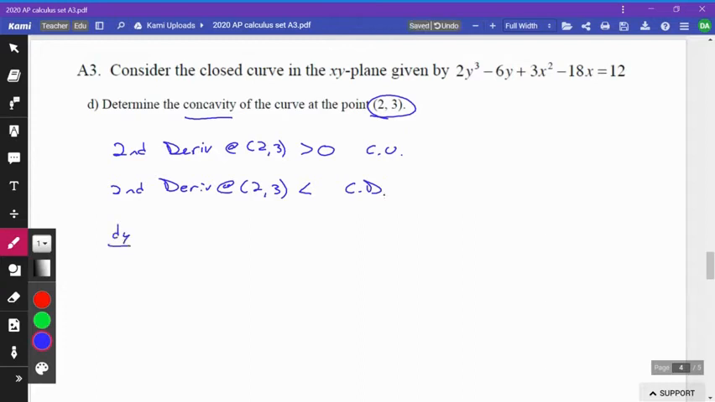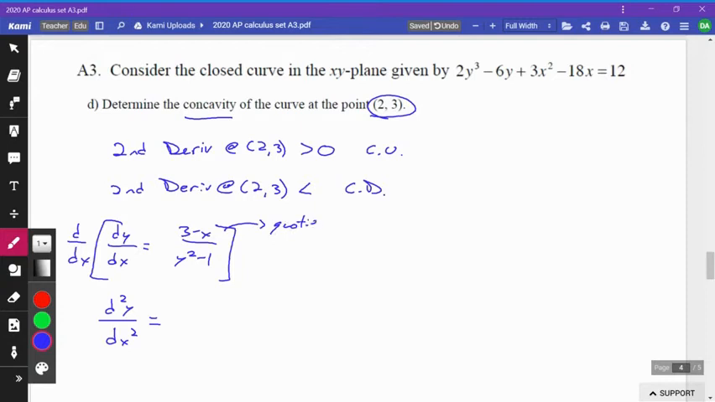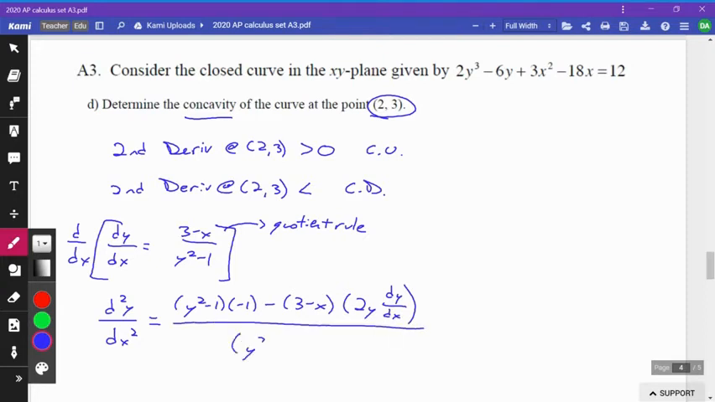So I am going to take my derivative, which was already given, (3 minus x) over (y squared minus 1), and take the derivative of that. That will give me d squared y over dx squared, which is the second derivative. Here I'm going to use the quotient rule. Remember the quotient rule: low d high minus high d low, which is 2y dy/dx when I take the derivative of y squared, all over low squared.